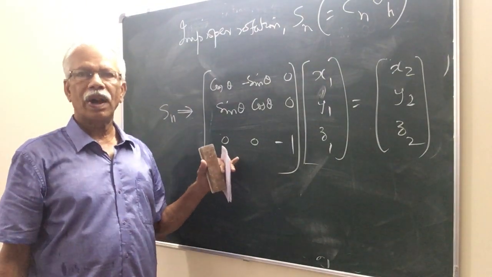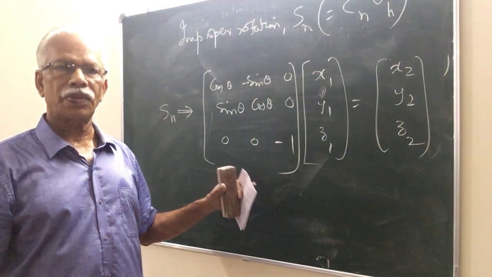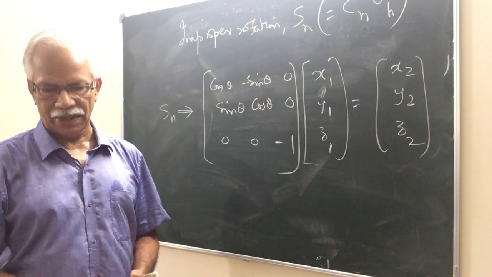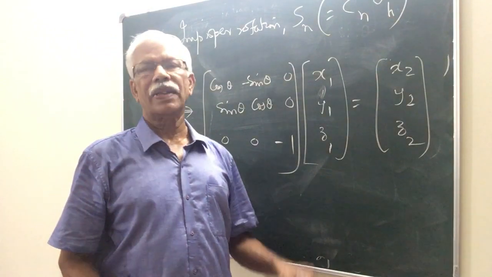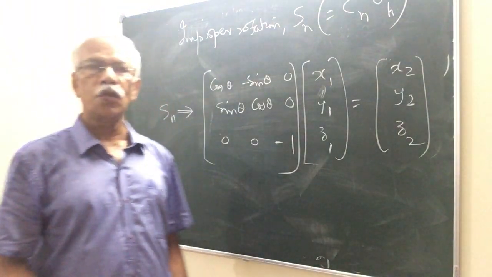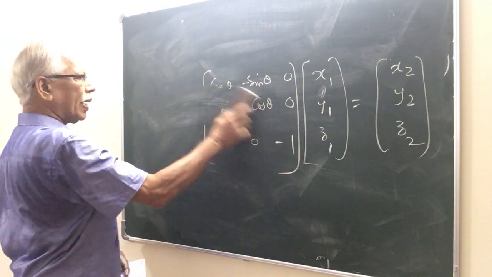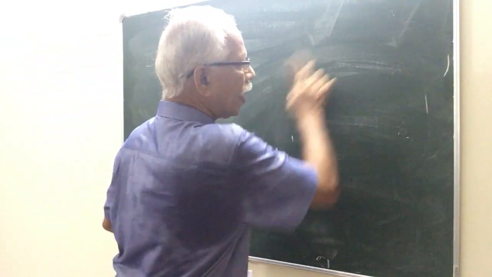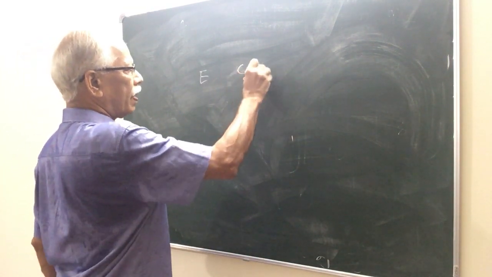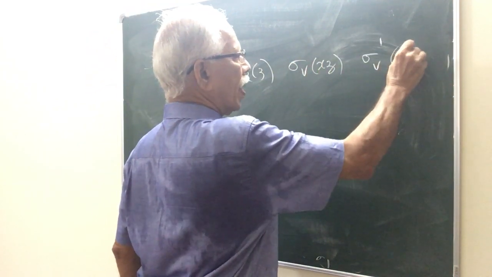Having understood how to create matrices for the transformation of a general point denoted by the coordinates x, y, z, now we shall write the matrices for the operations for C2V group to which water molecule belongs. We know that the operations for C2V group are identity, C2Z, sigma V XZ and sigma V dash YZ.